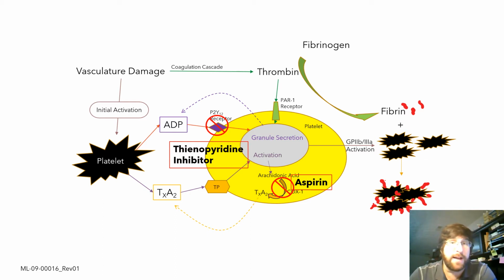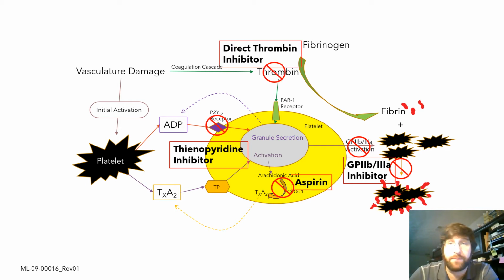There are also two classes of intravenously available platelet inhibitors. The GP2B3A receptor inhibitors, abciximab, eptifibatide, and tirofiban are all examples of this class of inhibitor. This class of drug prevents aggregation of platelets to one another and to fibrin. Also available are the direct thrombin inhibitors, such as argatroban, which will prevent platelet activation by removing thrombin from circulation so that it cannot bind to the PAR receptors present on platelets.